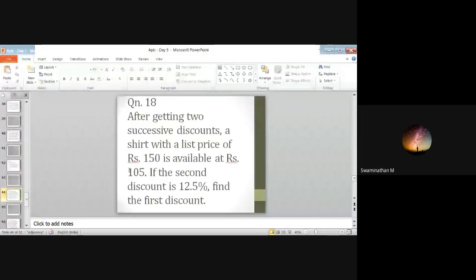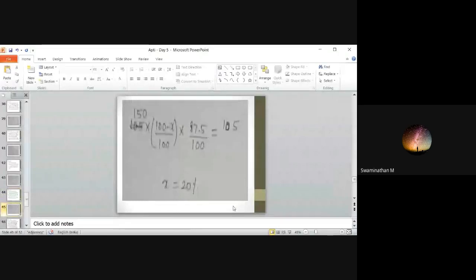So what is the first discount? 20%. Any other answer, or is 20% correct? Yes, it is 20%. 150 into 100 minus x by 100 into 87.5 by 100 equals 105. Do the calculations and you will get x as 20%. Everyone understood?